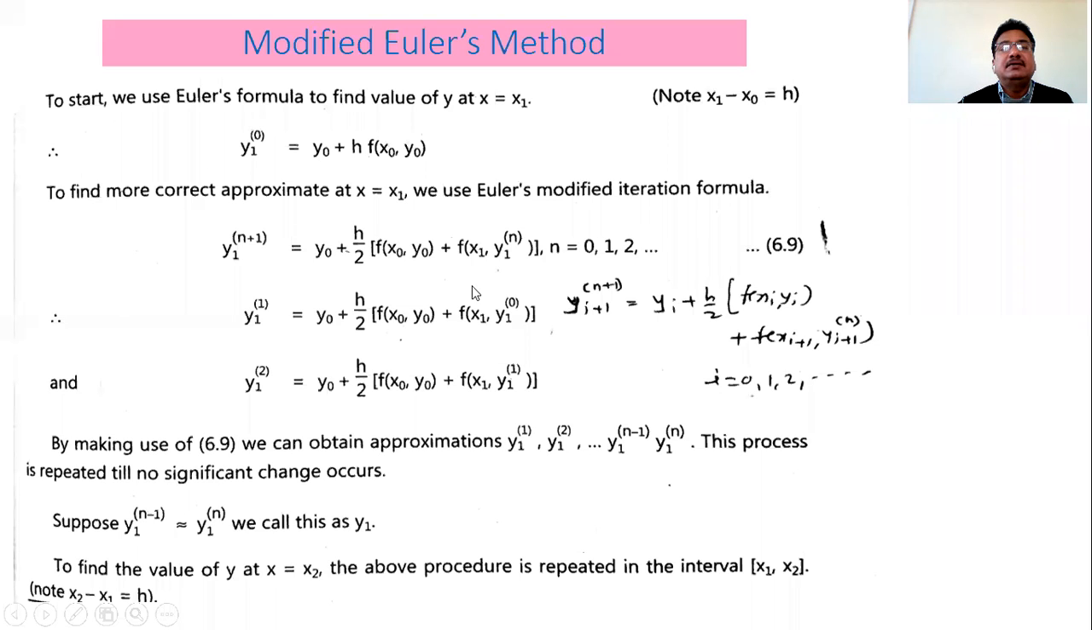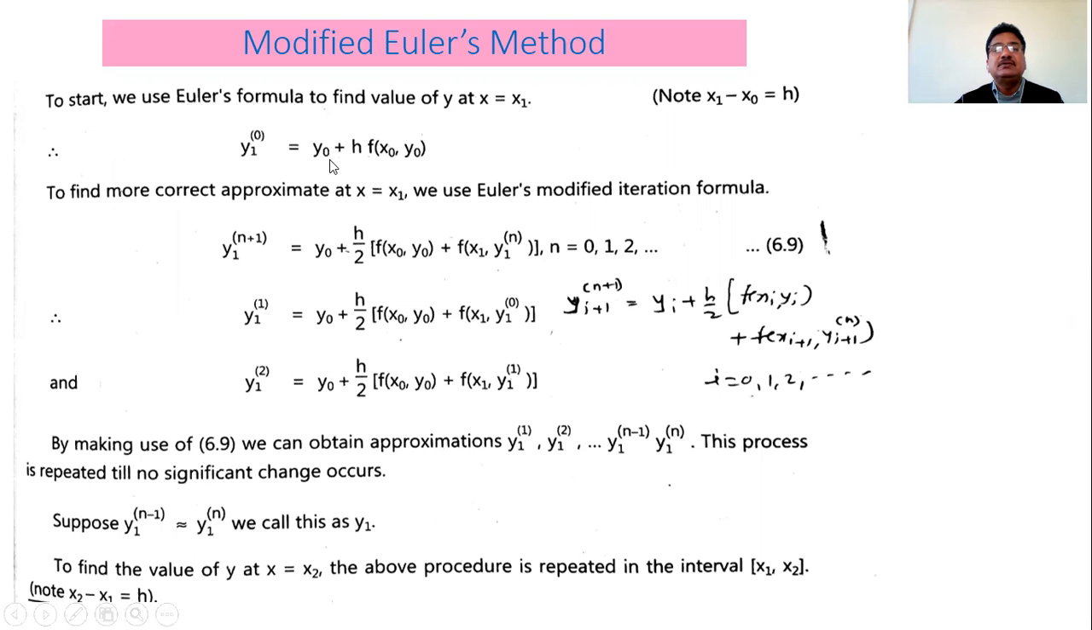The next method to obtain the solution of an equation is Euler's modified method, or modified Euler's method. It depends on Euler's method again. So first find y1 by using the same formula that is used in Euler's method.